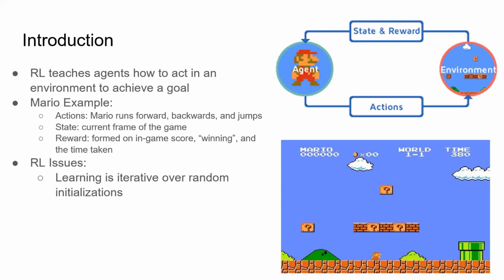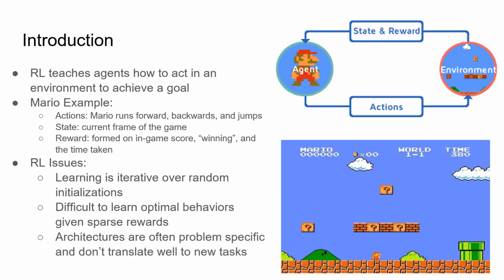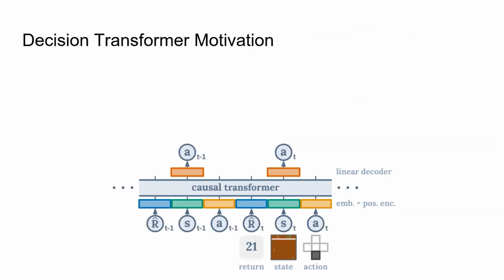Common issues with standard reinforcement learning models are that learning is iterative over random initializations. Typically, you use the full environment, loading the entire dynamic game every time. It's also difficult to learn optimal behaviors given very sparse rewards. Mario has to learn how to, say, jump over the pipe in front of him before he can learn how to do anything further in the level. And the architectures are often problem specific and don't translate well to new tasks.